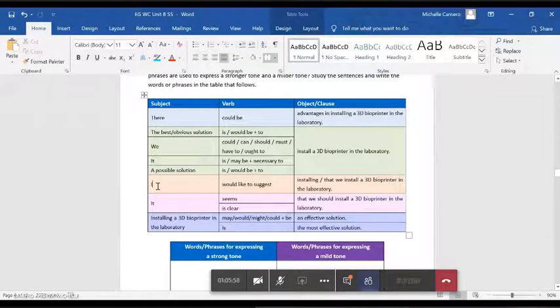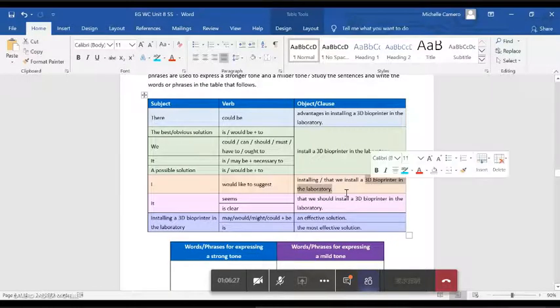All right, then we have this one. I as your subject would like to suggest is the verb. So I would like to suggest, and now you have two options. You can say I would like to suggest installing a 3D bioprinter, or I would like to suggest that we install a 3D bioprinter. Right. So you can either start off with the verb with ing and then continue with the solution, or you can say that we plus verb and then continue with the solution.